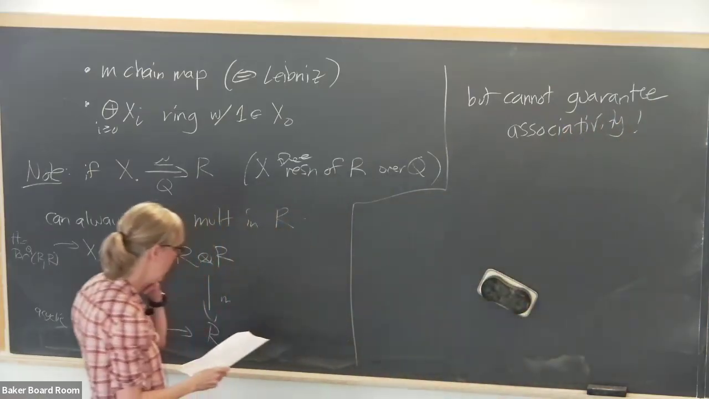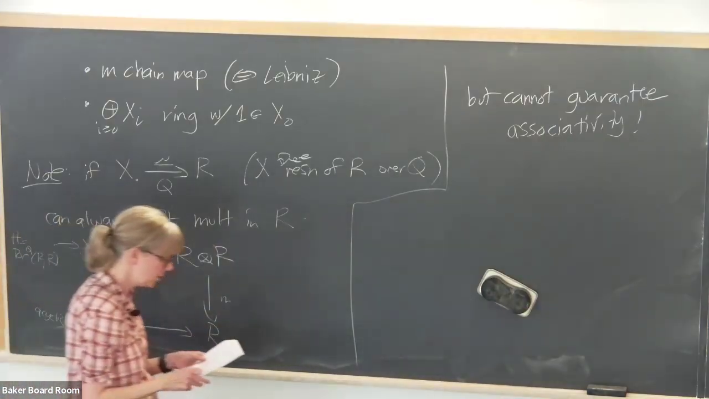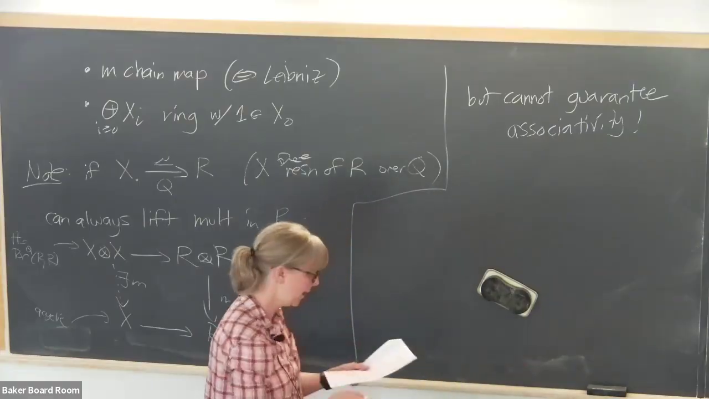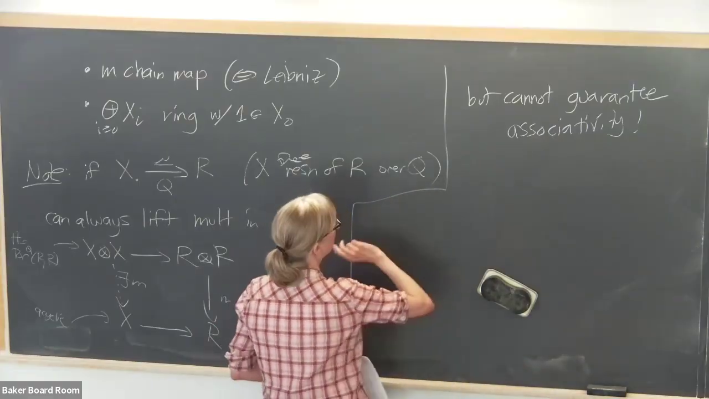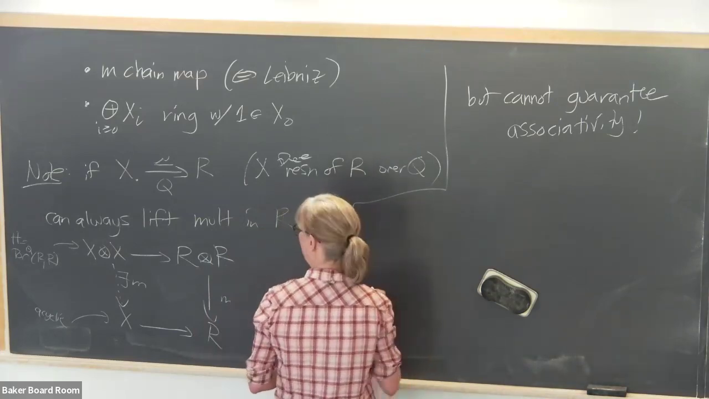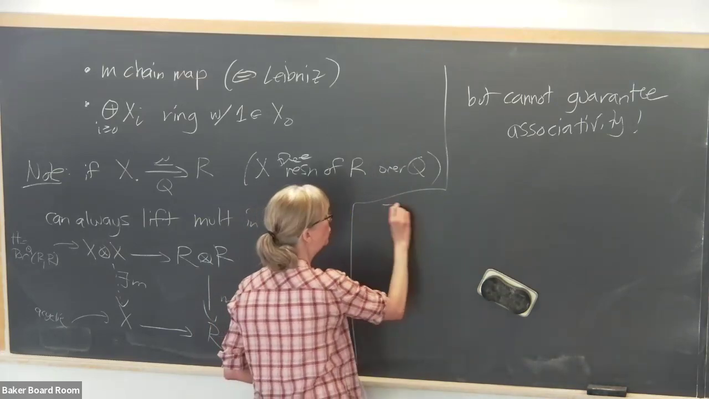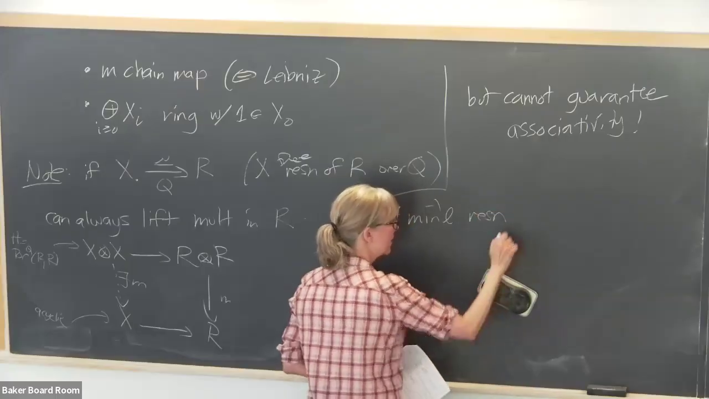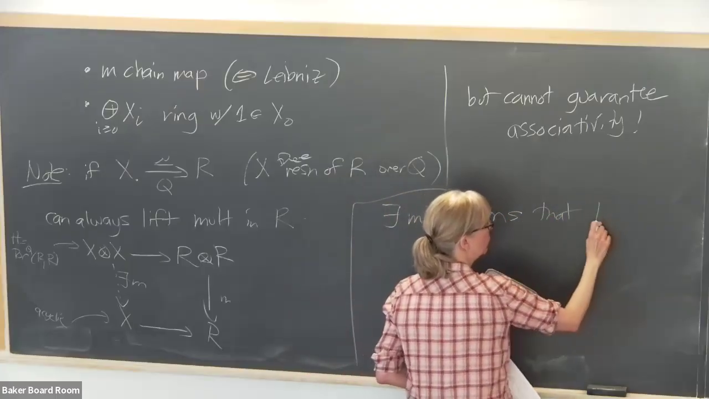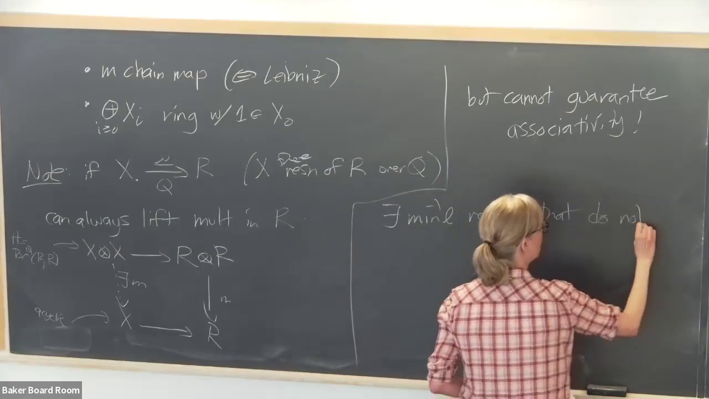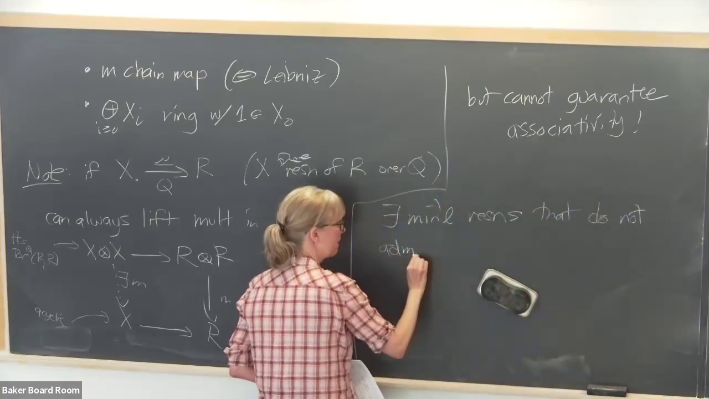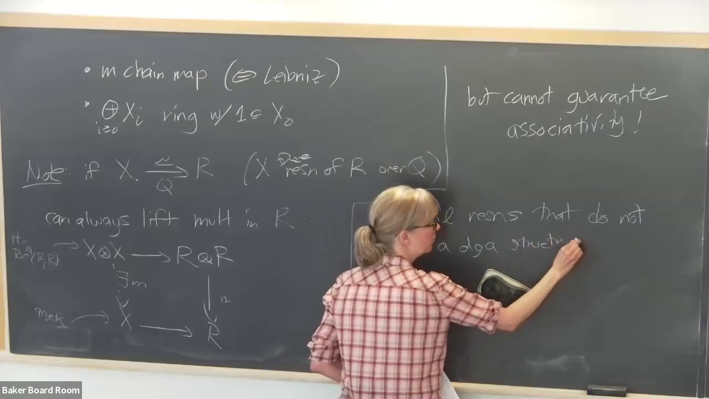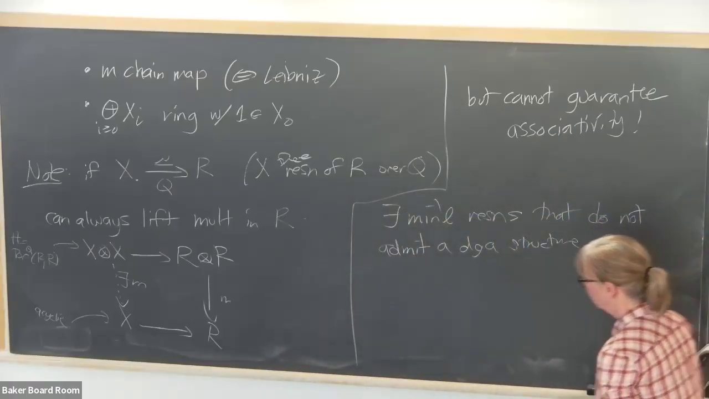Okay, so it's actually quite hard to figure out if something has a DG algebra structure unless you just get down and dirty and start computing and see if you can make it have one. In fact, it doesn't always. So there do exist minimal resolutions that do not admit a DG algebra structure. Resolutions of a ring, of an algebra over another ring.